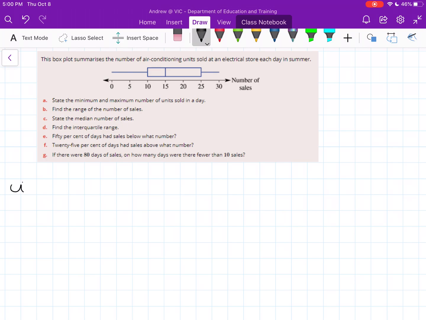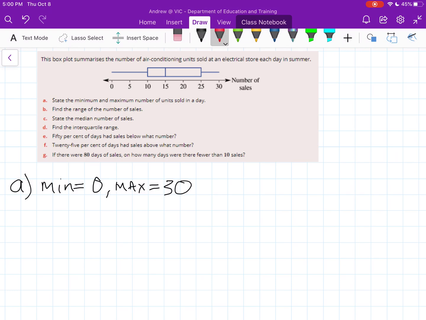So we've got A, state the minimum and maximum number of units sold each day. Here, the minimum and maximum is just the endpoints on this graph. We've got two endpoints, this end at 0 and this end at 30. Obviously the minimum's the small one, so the minimum is equal to 0 and the maximum is equal to 30. The minimum and maximum are just at the very ends of the plot. I'm just going to erase after each time I do a question.